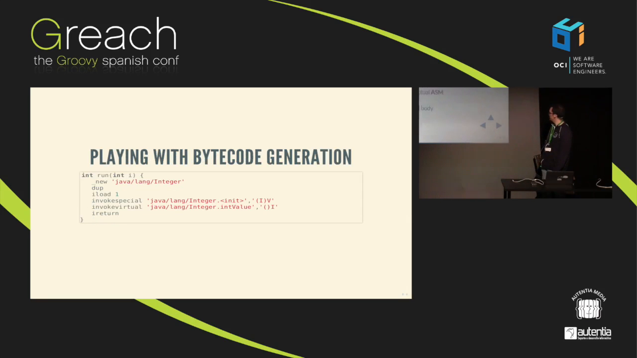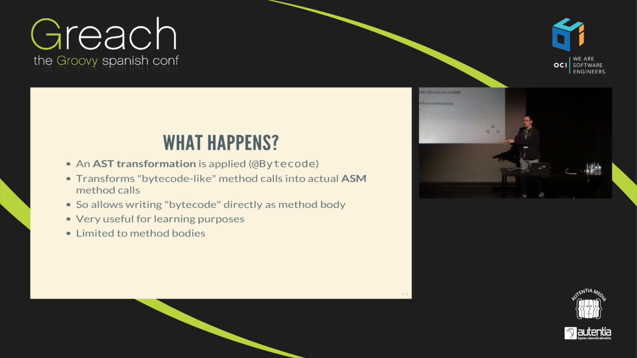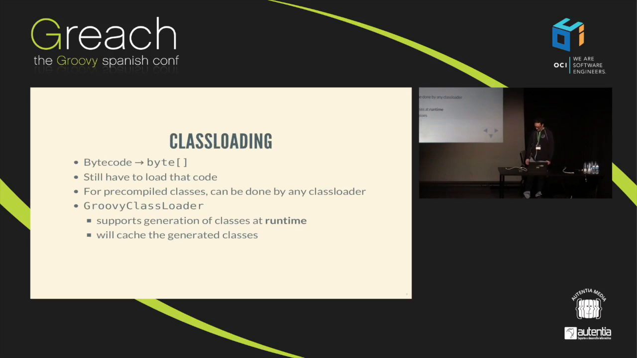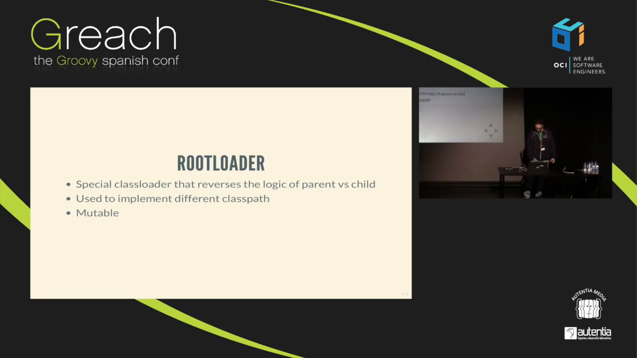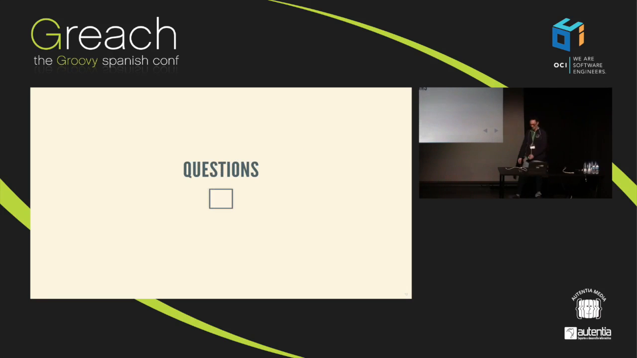Well, I think I'm out of time. I just wanted to show the bytecode AST transformation, but I don't have time for that. It's super fun to try. It's an AST transformation that lets you write bytecode directly as a method body, and it generates bytecode directly. So it's pretty nice to learn about Java bytecode. And I'm out of time, so no class loading, no root loader, no classroom. Questions?